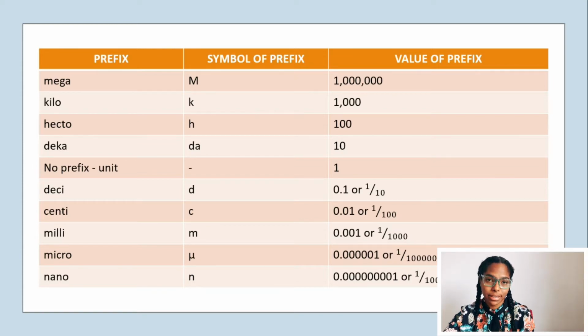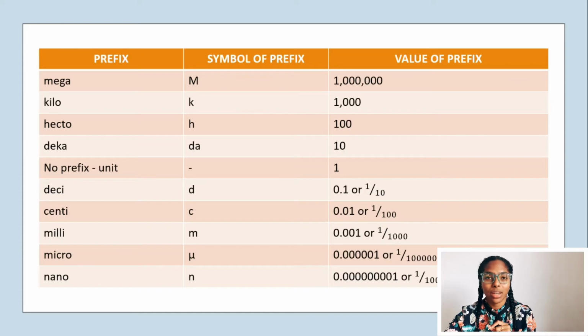or 1/10. Below that, we have centi, which is denoted by a lowercase c, and the value is 0.01 or 1/100, meaning 1 over 100. And this makes sense because when we think about the amount of centimeters in a meter, or if we think about how a centipede is said to have 100 feet, so you see it's 1 over 100.